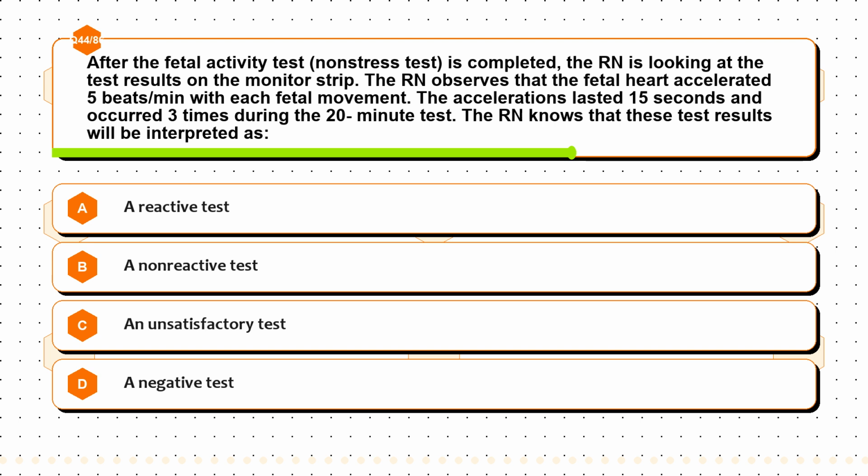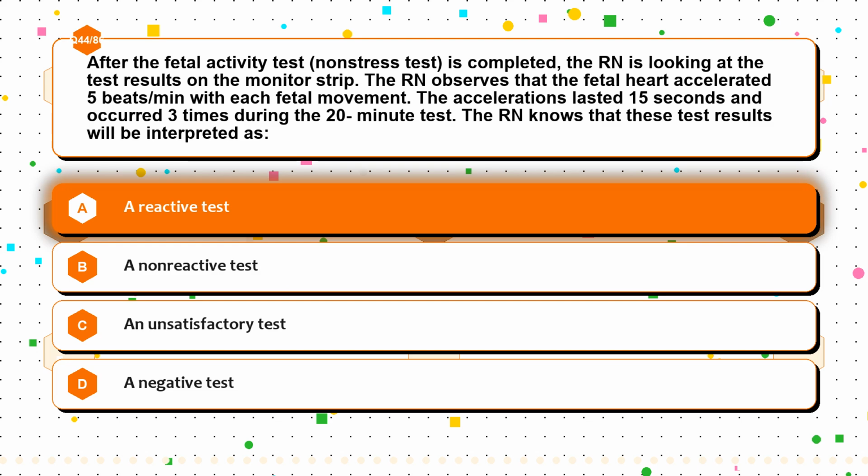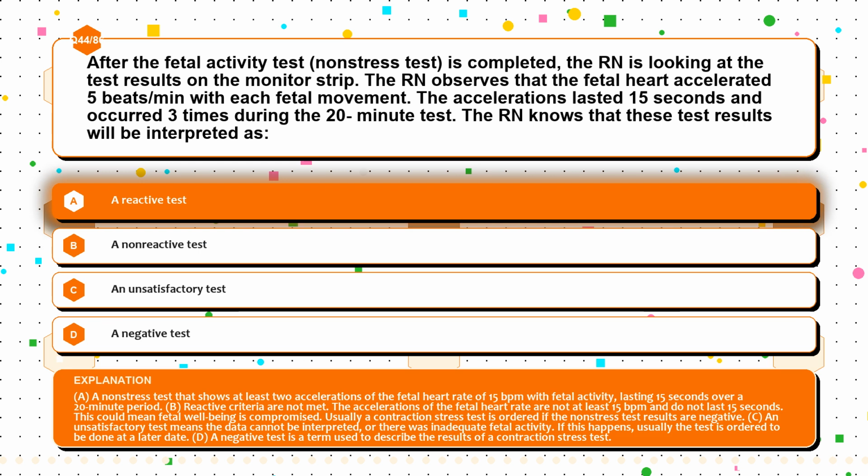Option A, a reactive test. Option B, a non-reactive test. Option C, an unsatisfactory test. Option D, a negative test. The correct answer is option A, a reactive test. A reactive non-stress test shows at least 2 accelerations of the fetal heart rate of 15 bpm with fetal activity, lasting 15 seconds over a 20-minute period.